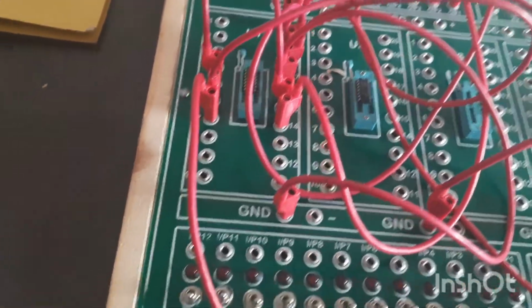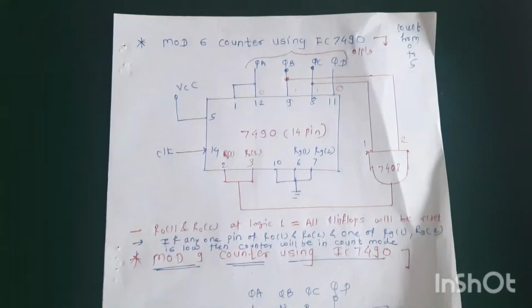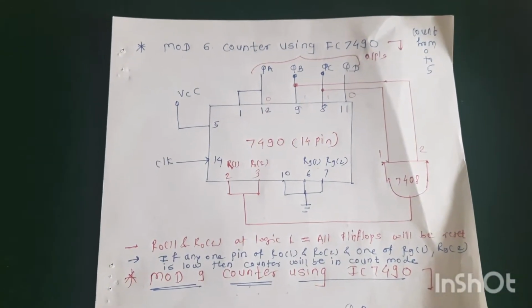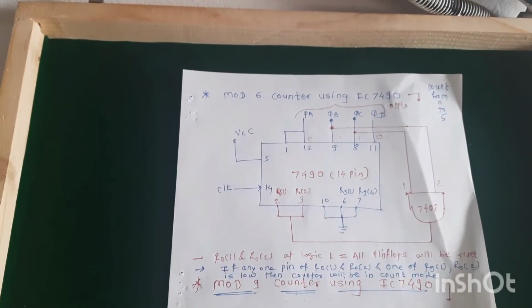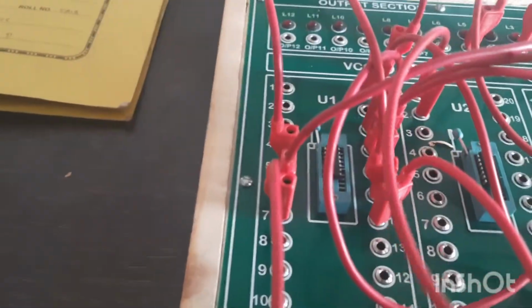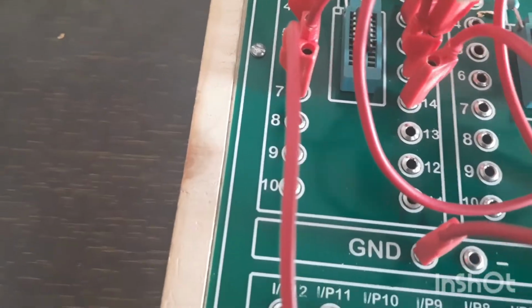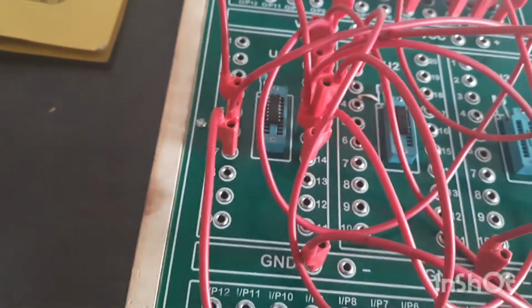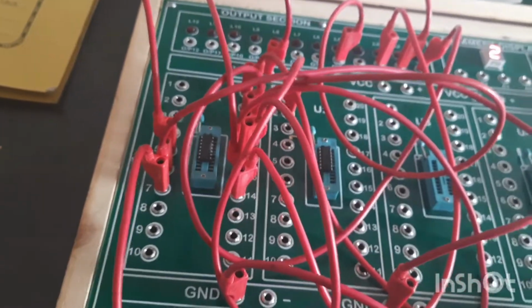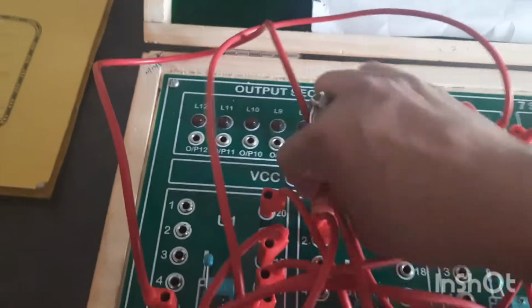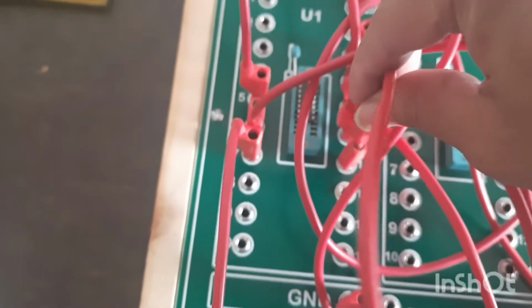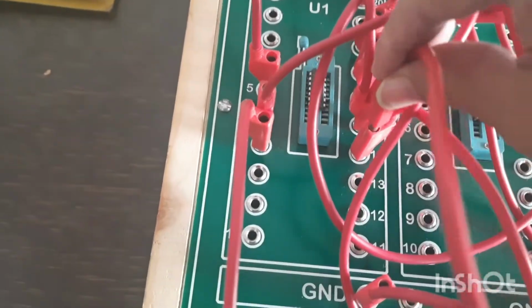Now we are going to connect QB, QC, that is pin numbers 9 and 8, to the inputs of 7408. So pin number 9 is connected to pin number 2 of the 7408. Now connect pin number 8 to pin number 1 of the 7408. This is pin number 1 of the 7408 connected to pin number 8.